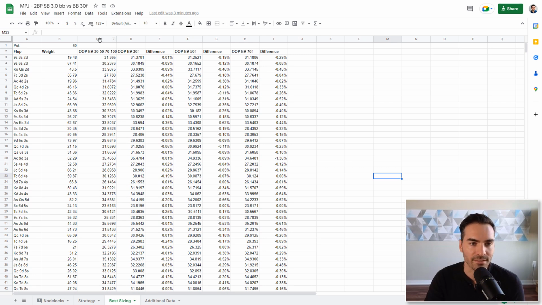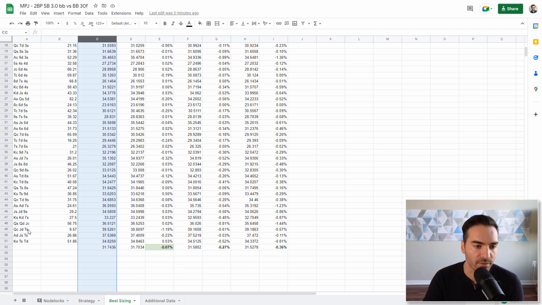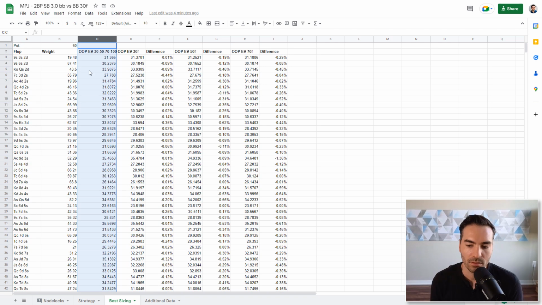So what I did in this experiment is I took this spot, small blind versus big blind, in a single raise pot with a 3x open raise. And I ran a bunch of sims on 50 different boards. So these are the 50 boards on the left-hand side here. And the first sim that I ran was a tree that had 4 sizes for the small blind. Those 4 sizes were 30, 50, 70, and 100% pot.